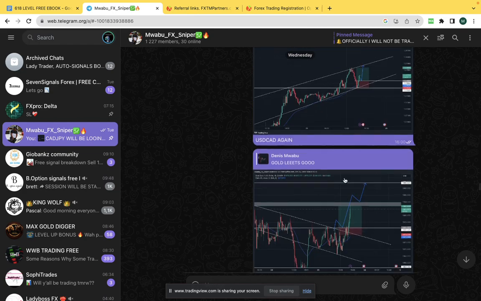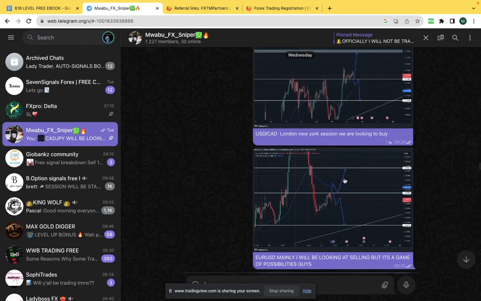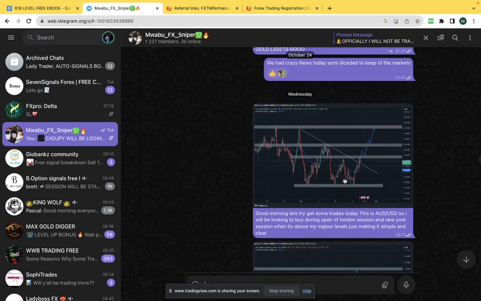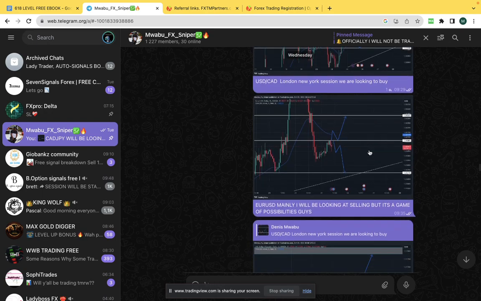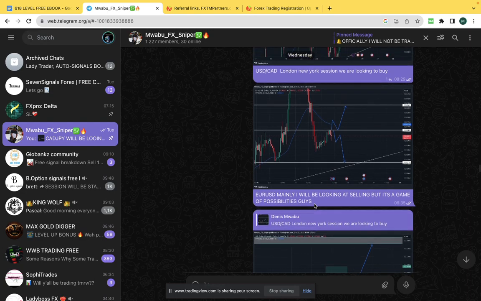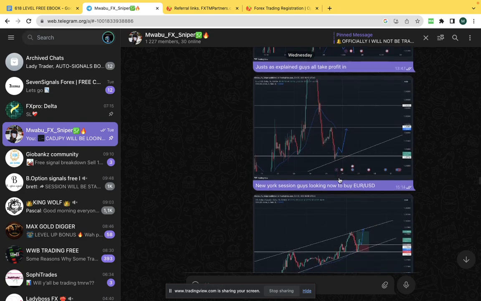They always hit take profits. I usually share the signals prior, and then after sharing them, I give results. You can see this is my Telegram group. This was AUD USD, this was the prediction. Euro USD was the prediction, USD CAD. I shared the prediction and it hit take profit, just as I explained on this Telegram group.